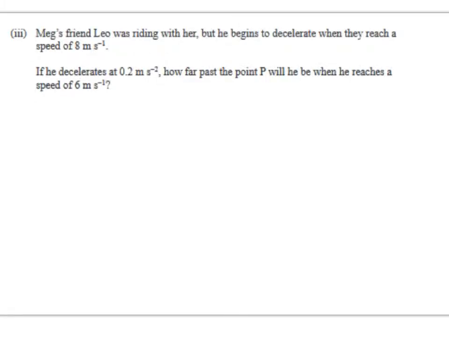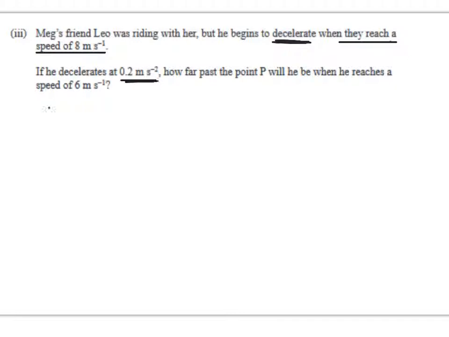So that's all good. Now we've got one last little bit about her friend Leo. Meg's friend Leo was riding with her, but he begins to decelerate when they get to a speed of 8 metres per second. Now, if he decelerates at 0.2 metres per second squared, how far past point P will he be when he reaches a speed of 6 metres per second?